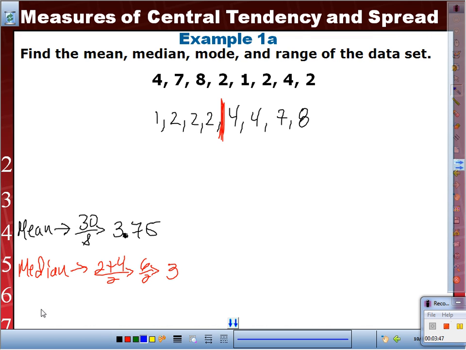From there, we go to the mode. We said that the mode is the number that repeats the most, so that has more frequency. Which is that number, everyone? 2. And the last one we're going to compute is the range. How do we find the range? We take the largest number, which is 8, subtract it from the smallest number, which is 1. Therefore, my range is 7. Are we there so far?